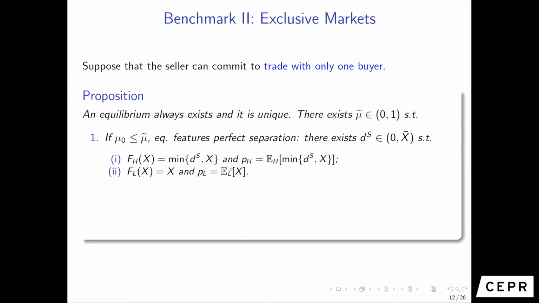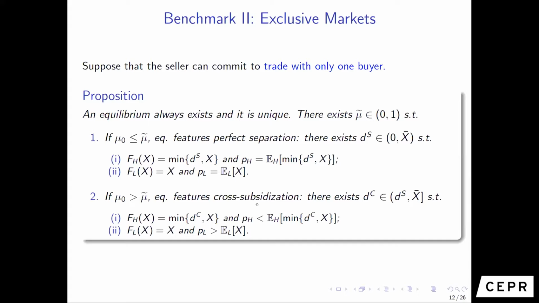Okay, this is what in the signaling and security design literature is called the least costly separating equilibrium. The reason we get this extra kick is that we have this withdrawal stage. There's also an equilibrium with cross-subsidization when average quality is sufficiently high. So when average quality is sufficiently high, the equilibrium features some form of cross-subsidization.